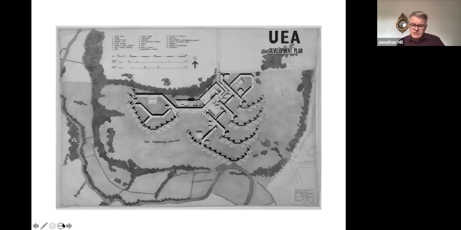Proposing the full extent of the university in 15 years' time, Lasdon's UEA development plan of 1962, which is on the screen now, has three scales. And it's very unusual for an architectural drawing in that it doesn't just have a building scale. It has a 1 to 1250 drawing scale. It has a walking scale of 3 miles an hour and a cycling scale of 10 miles an hour.